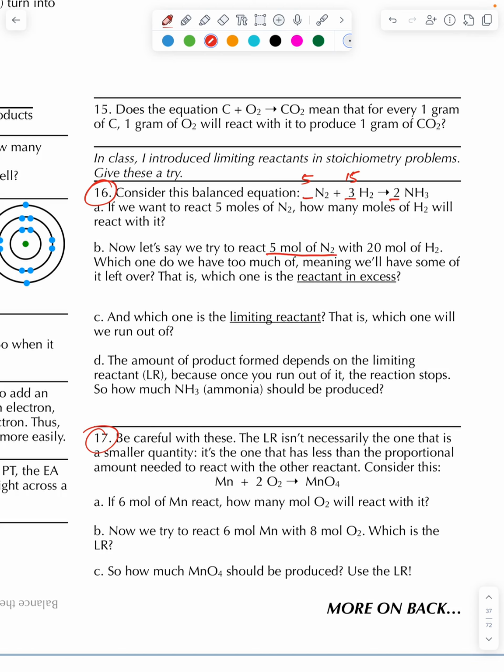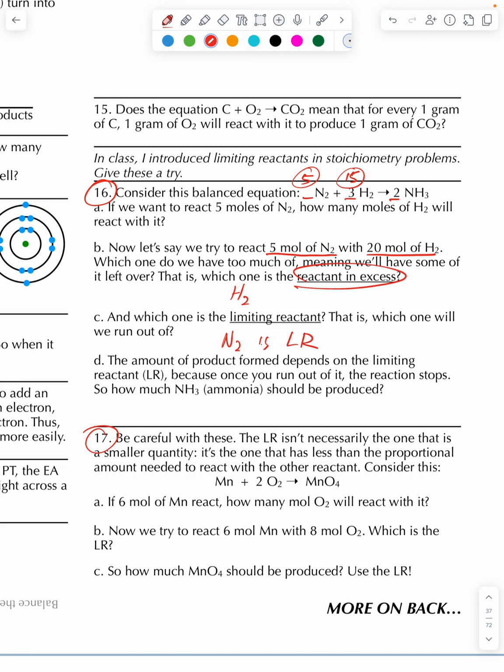But let's say I'm trying to react 5 nitrogens with 20 hydrogens. Do I have not enough hydrogen, or do I have too much hydrogen? I have too much hydrogen, because if I'm reacting 5 of the nitrogen, I only need 15 hydrogen. So the hydrogen is the reactant in excess. I don't have enough nitrogen to react with all 20 of the hydrogen. So the nitrogen is the limiting reactant.